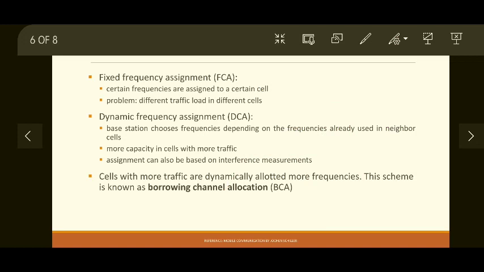Then the last is borrowing channel allocation, BCA, where if there are more users than the set of available frequencies, like in the previous examples, then you can borrow channels or frequencies from neighboring cells which are not being used by the neighboring cell. That technique is known as borrowing channel allocation.